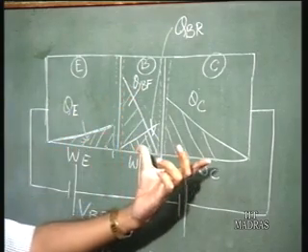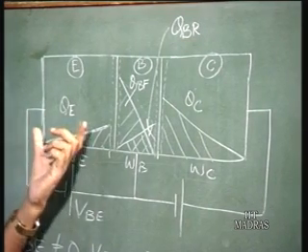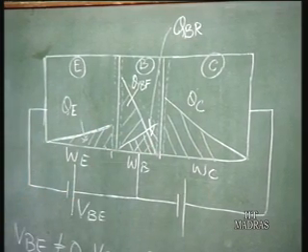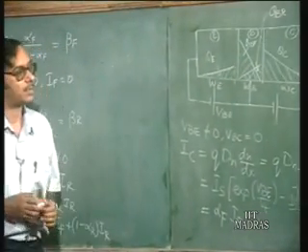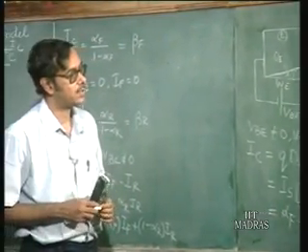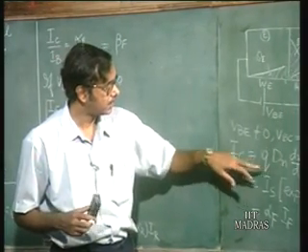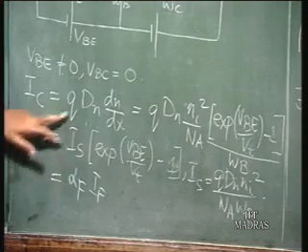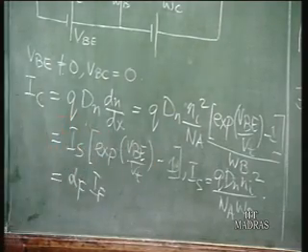The collector length is also much larger compared to the base width. Of course, that is not a problem. So, these are the conditions one must satisfy anyway. So, we shall go ahead. What we have is, we have derived a relation for IS here.